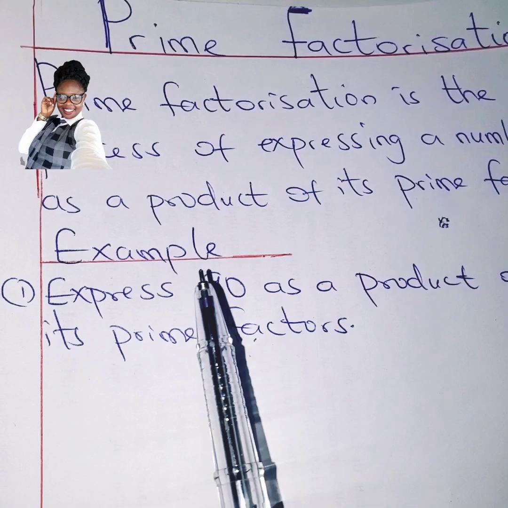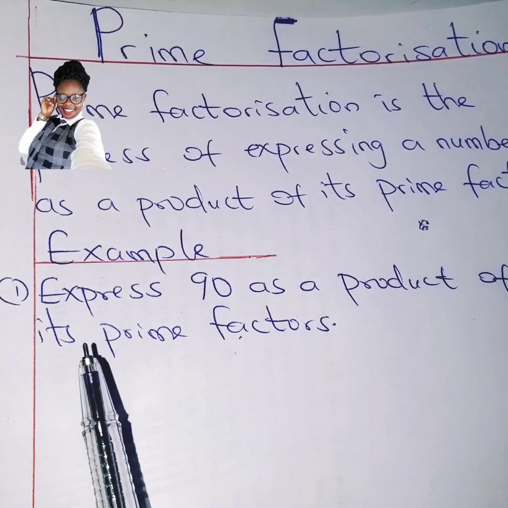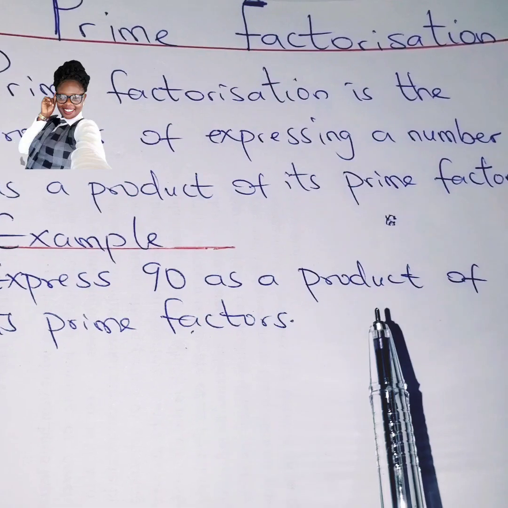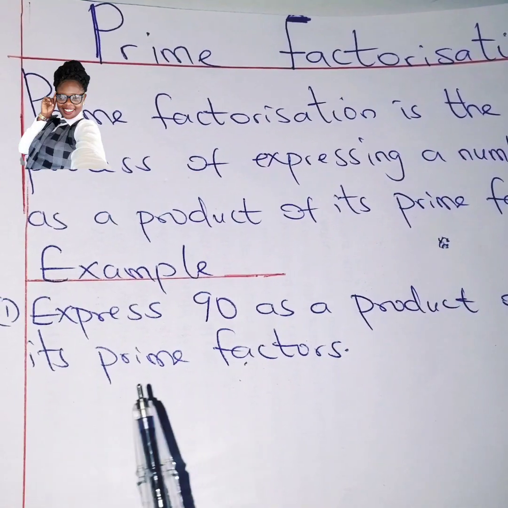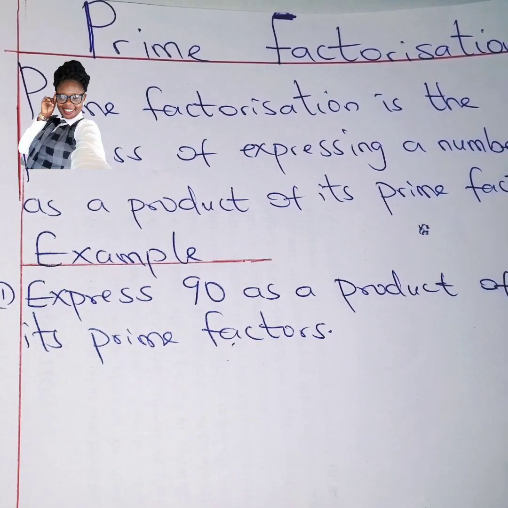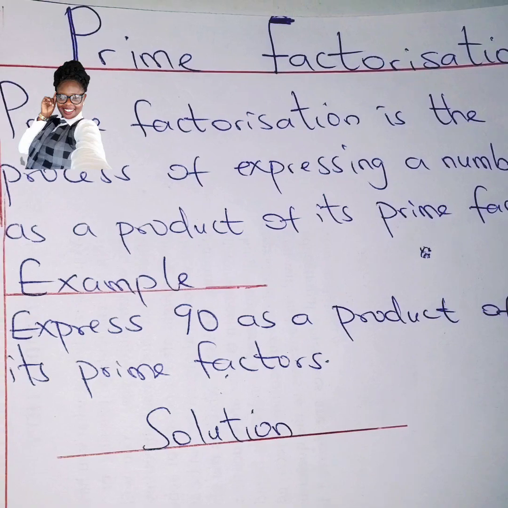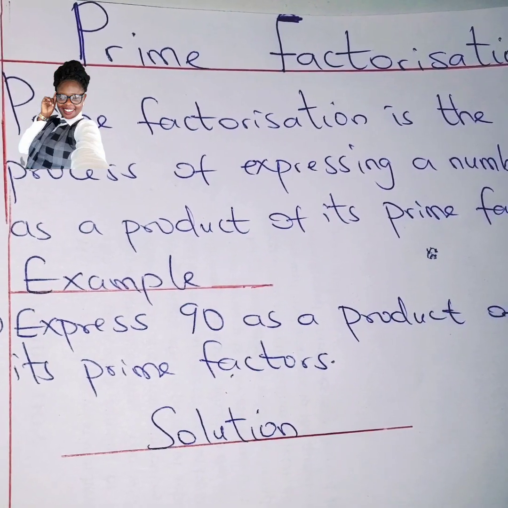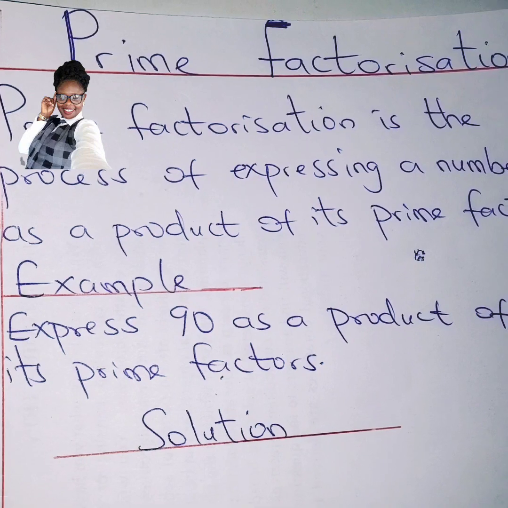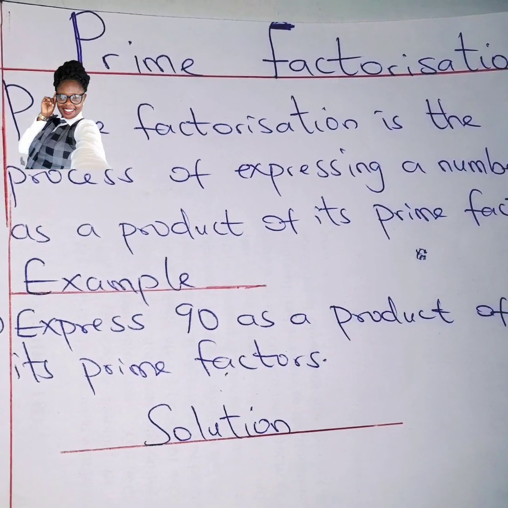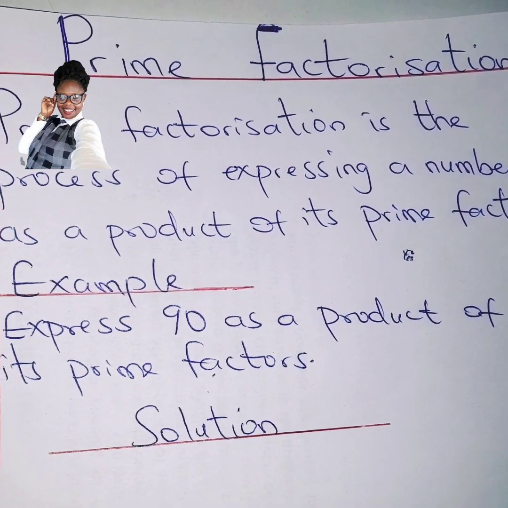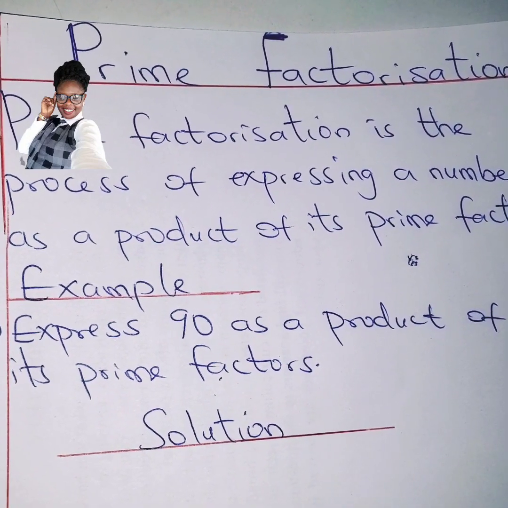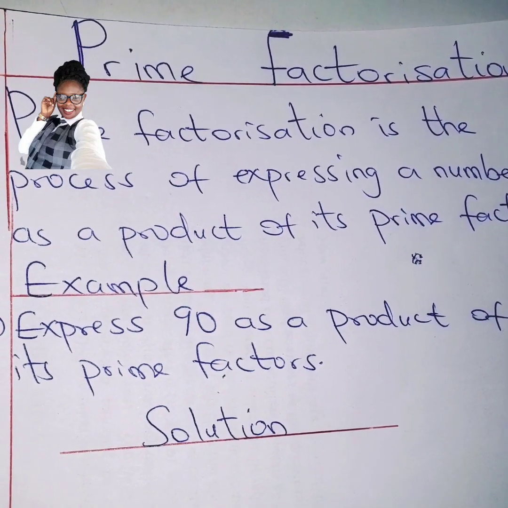Let me solve this example for better understanding. Express 90 as a product of its prime factors. Solution: I shall be using two methods to explain this, and these methods can be used to teach or explain to pupils in upper basic classes like basic 4, 5, and 6.